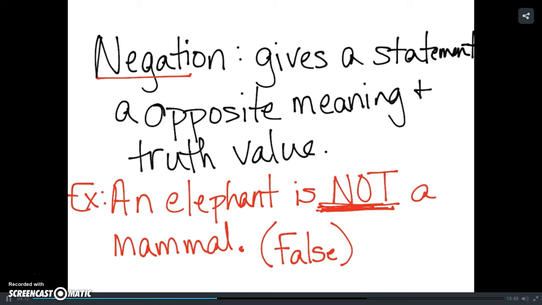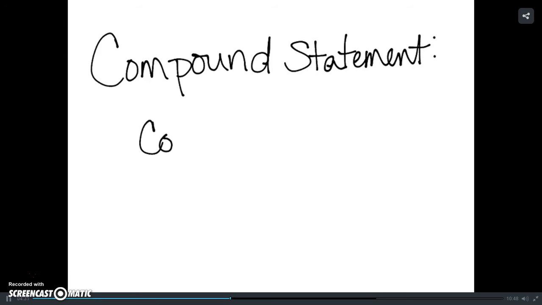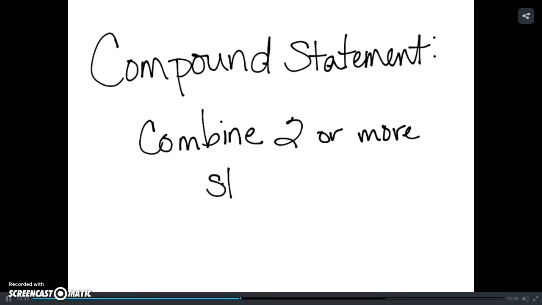So these are all simple statements. The next thing we're going to look at is a compound statement. A compound statement is going to be if we combine two or more statements together. Compound just means that we're putting more than one thing together. So we're combining two or more statements.